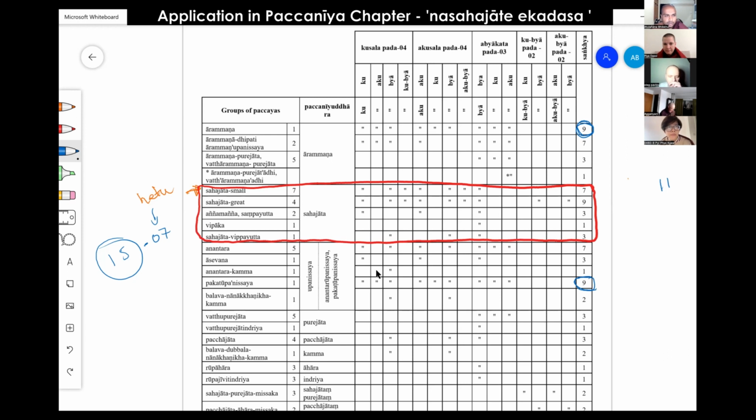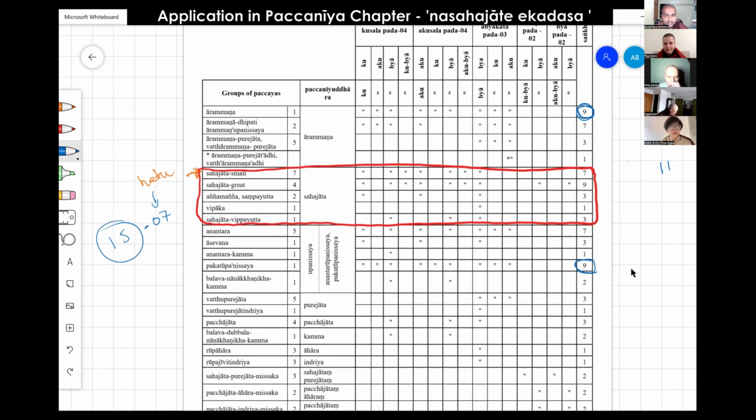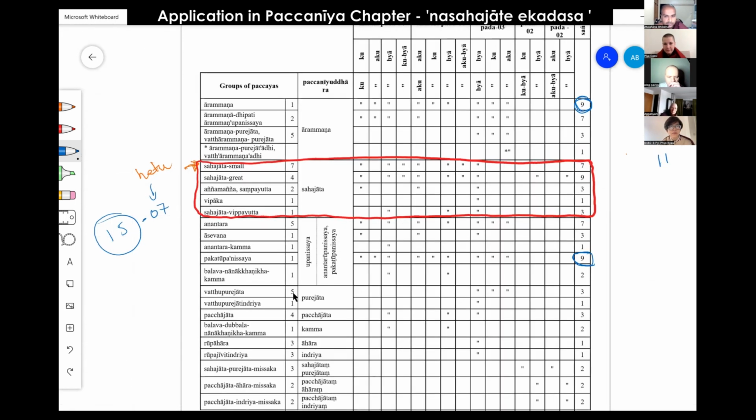So even though the vissajjana from the upanissaye group is added, will it change the total number of vissajjana in here? Even though upanissaye is added, because it's already included in the nārammaṇa, it does not. Okay, so we are done with 2 groups. Then we move into the purejāta group.